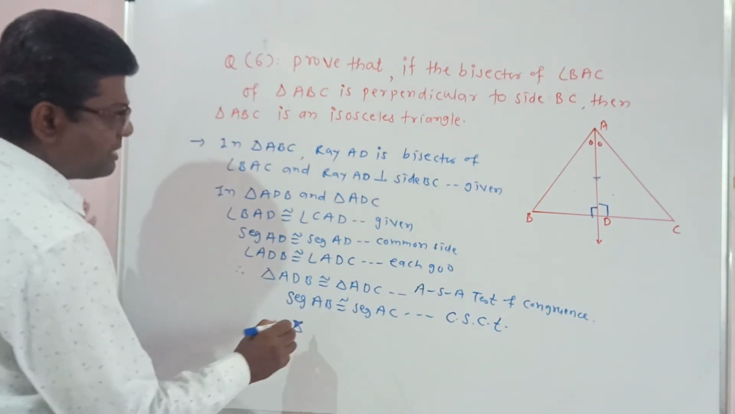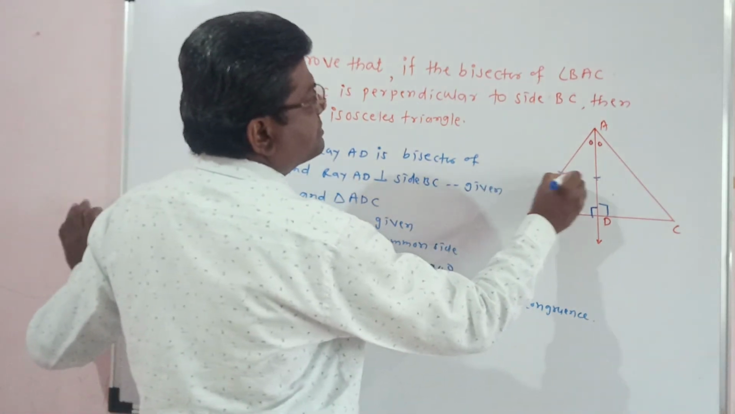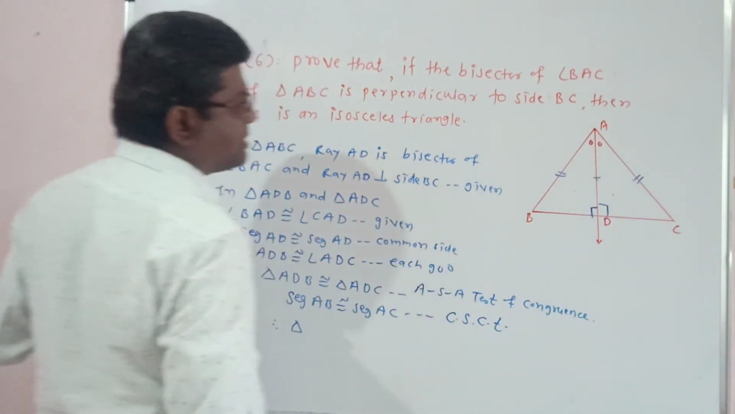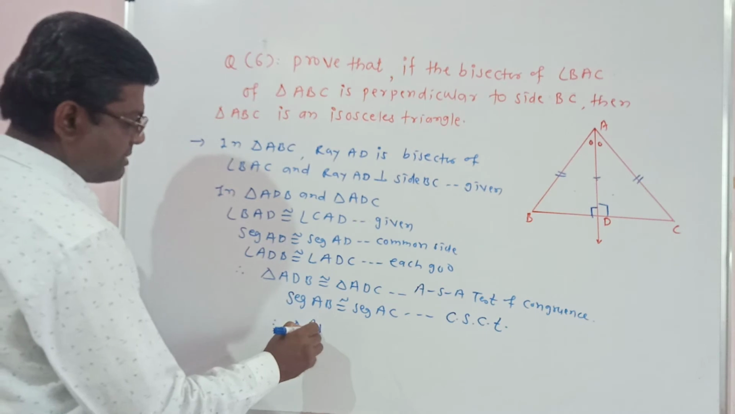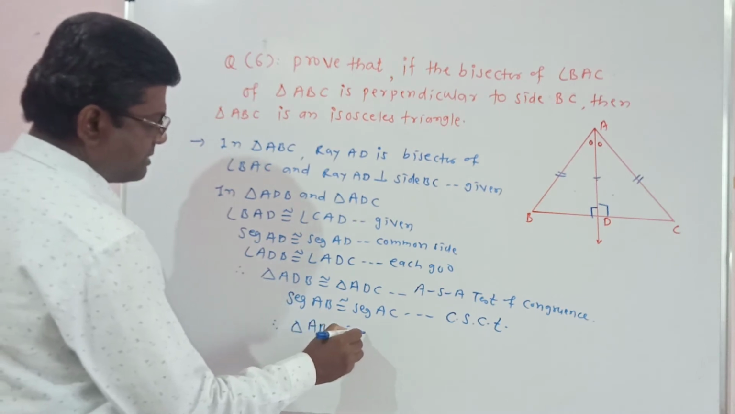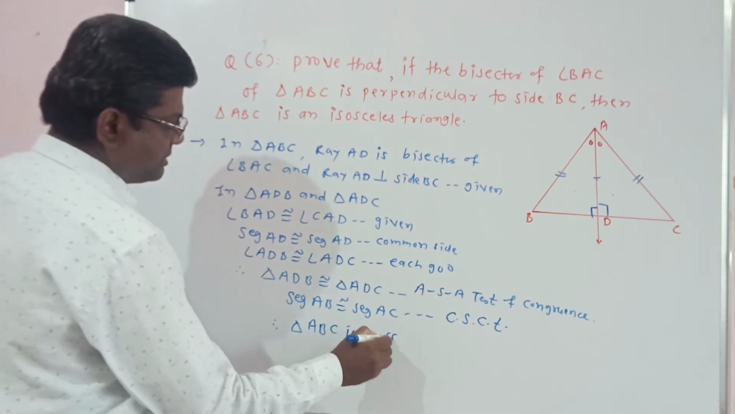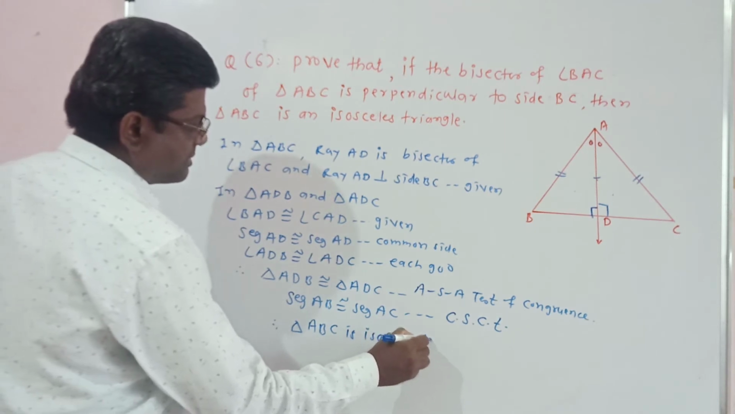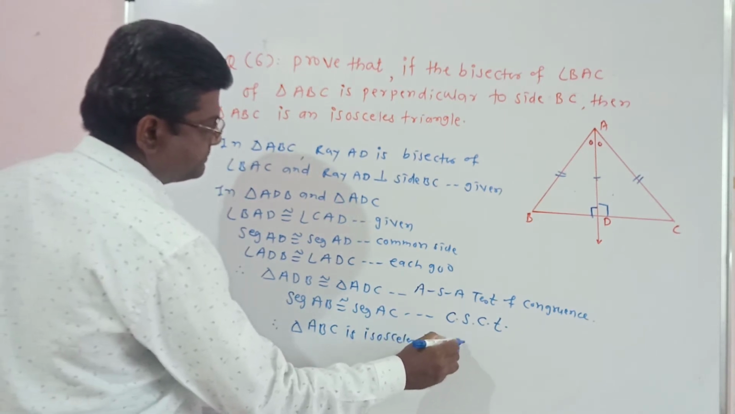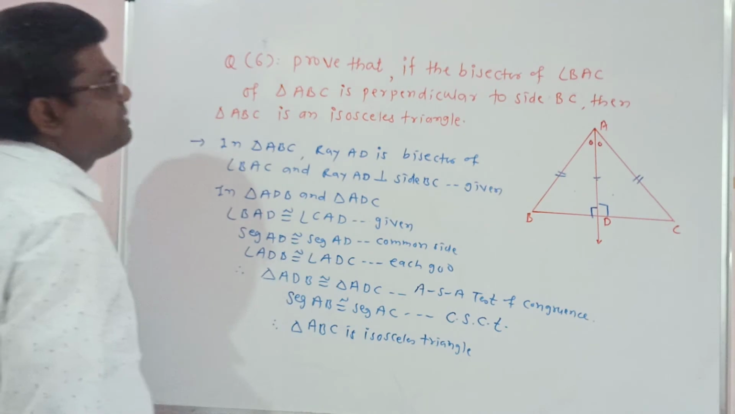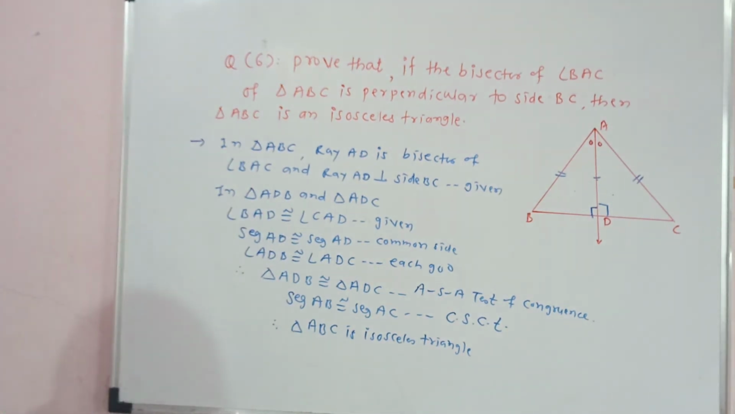Therefore, in this triangle now, these two sides are congruent. Therefore, triangle ABC is isosceles triangle.